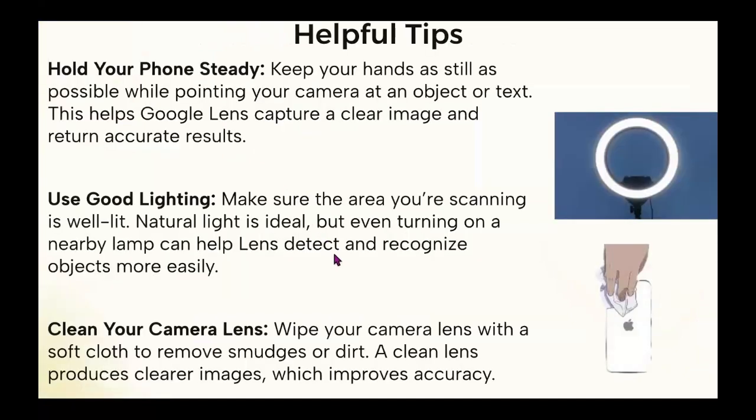In order to capture a clear image and return accurate results, try to keep your hands as still as possible when pointing your camera at an object or text, using good lighting. This also helps ensure that the Lens could detect and recognize objects more easily and also increases the chance of it being more accurate. So make sure that the area you're scanning is as well lit as possible. And also ensure to clean your camera lens. Wipe your camera lens with a soft cloth to remove any smudges or dirt, again to help with producing clear images.